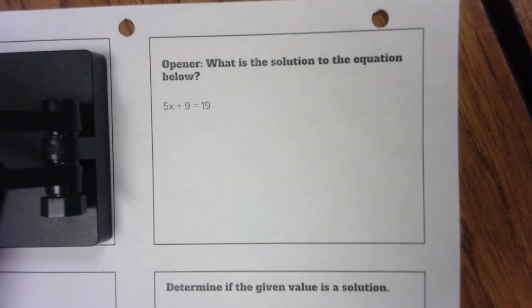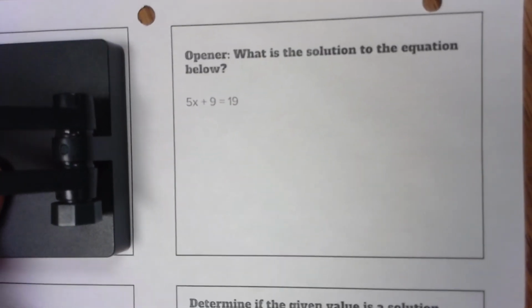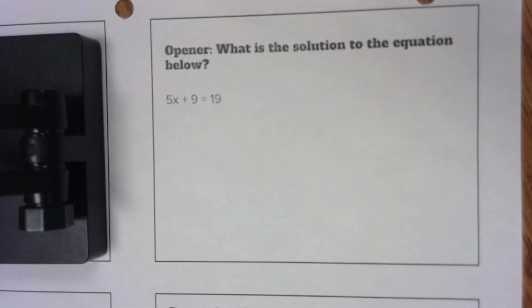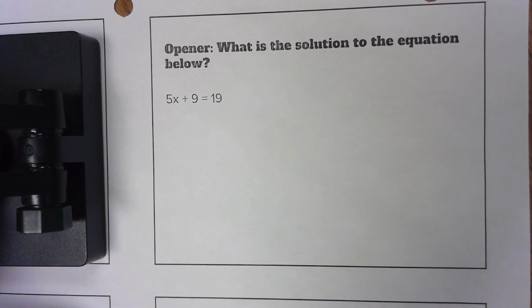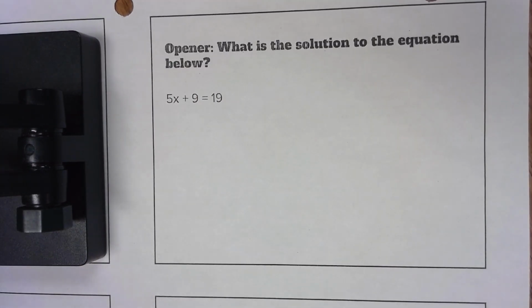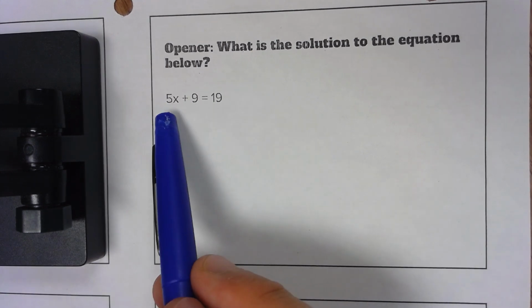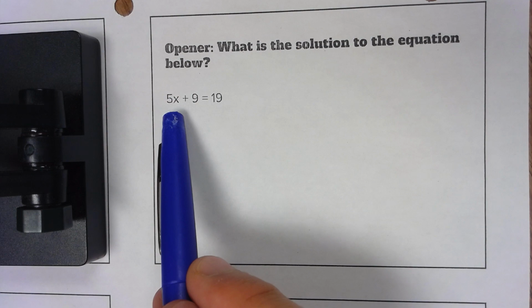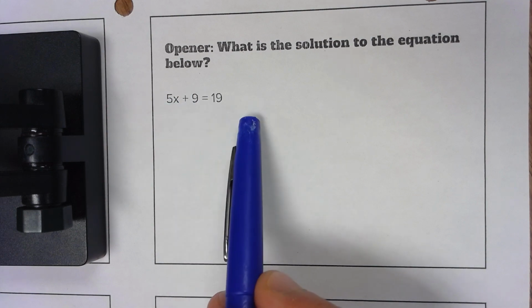We've been working with algebra, but more equations. So just building on what we've done with expressions. And it says, what is the solution to the equation below? Now, there's a formal way of how to solve this by undoing all the operations. We're going to have full-on lessons with that down the road. Right now, we can just kind of think about 5 times what number plus 9 is 19.